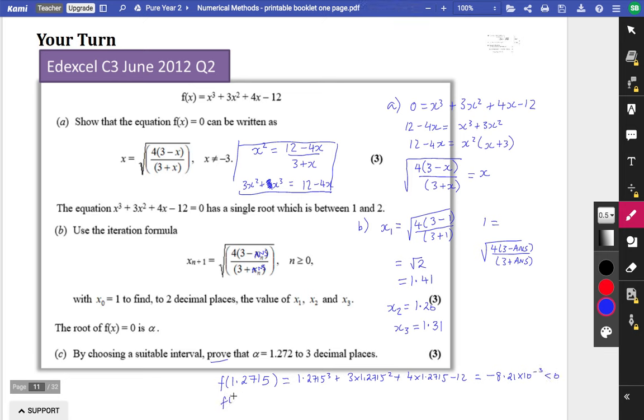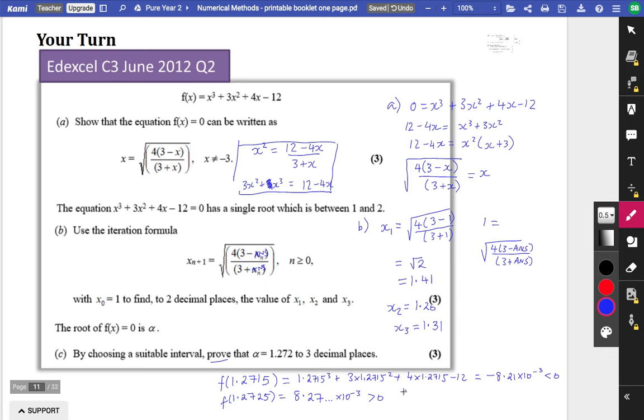And I'm also going to put in my other part, which is 1.2725, so I've gone that 0.5 up. I'm not going to show the whole substitution this time. I'm now going to say that that is my answer cubed plus 3 answer squared plus 4 answer minus 12. Let's hope it's positive. Yep, it is, 8.27 and so on times 10 to the minus 3, which is greater than 0.